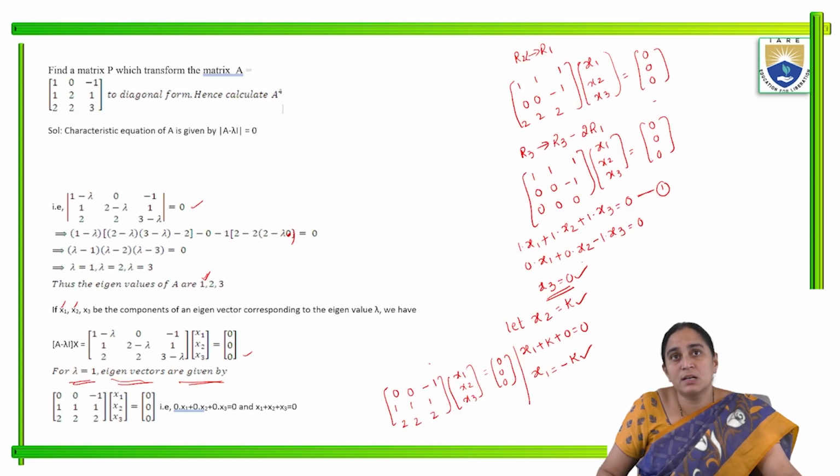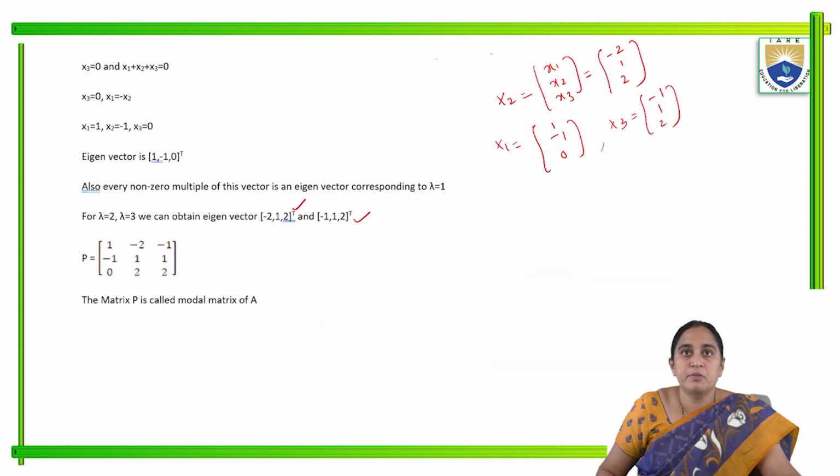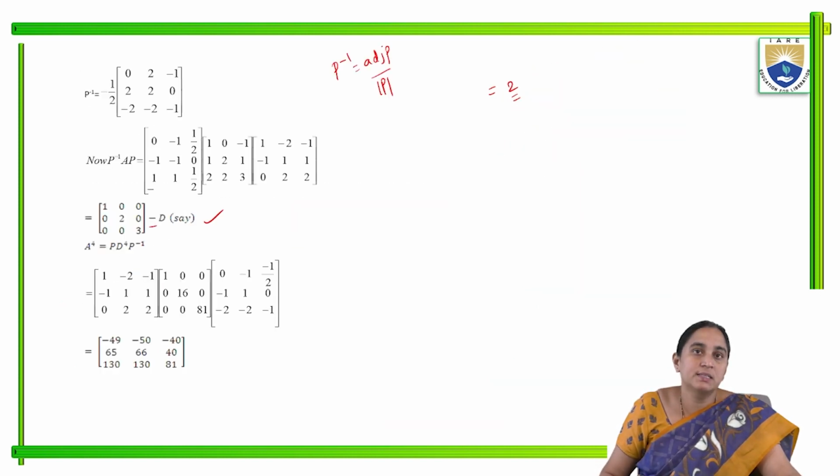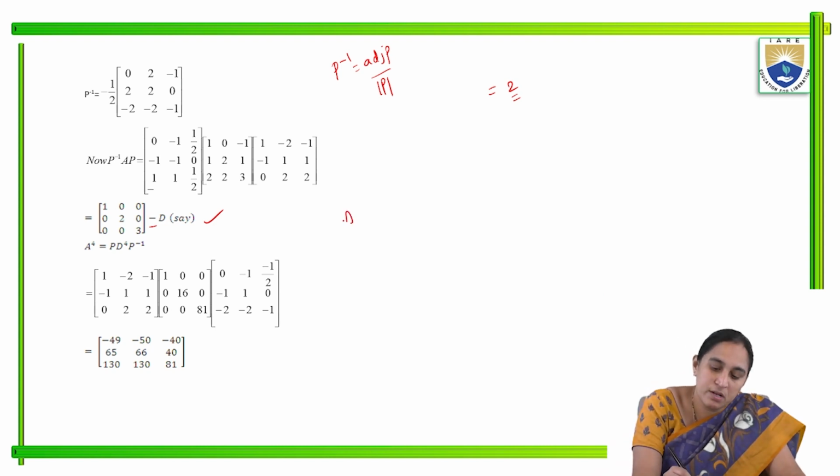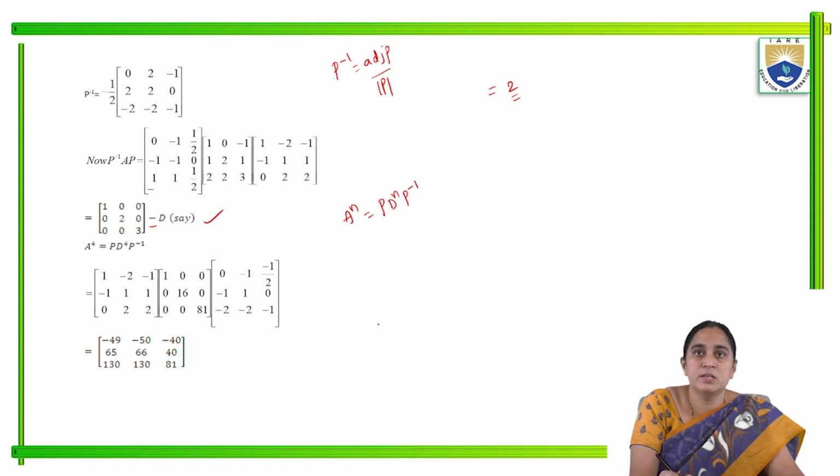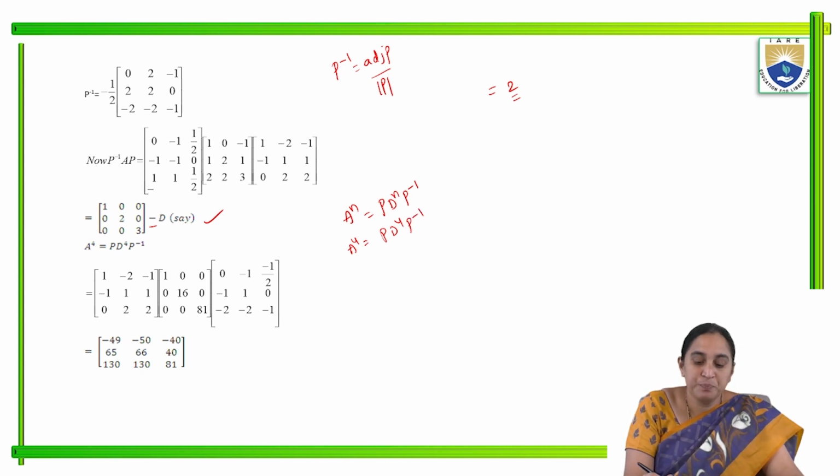And after that, what they are asking in the question: hence calculate A power 4. In the theory I discussed the formula for A power n: A power n is P into D power n into P inverse. So what about the A power 4 formula? A power 4 is equal to P into D power 4 into P inverse.